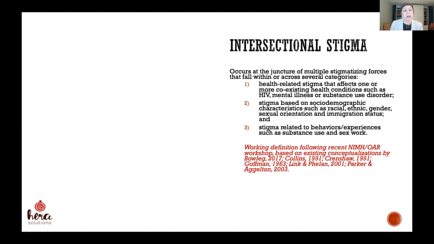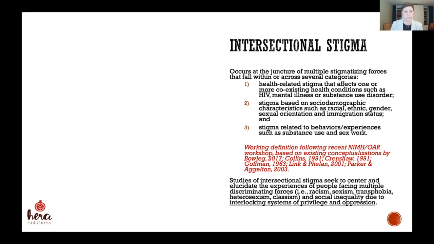Intersectional stigma occurs at the juncture of multiple stigmatizing forces that fall within or across several categories. Health-related stigma that affects one or more coexisting health conditions, such as HIV and mental illness, stigma based on sociodemographic characteristics, such as race, ethnicity, gender, sexual orientation, and immigration status, and stigma related to behaviors or experiences, such as substance use and sex work.